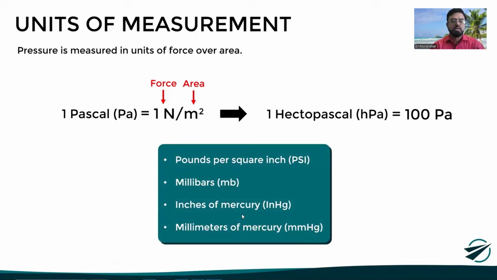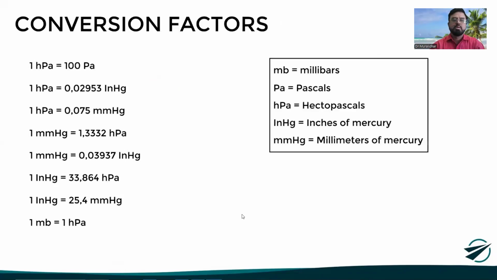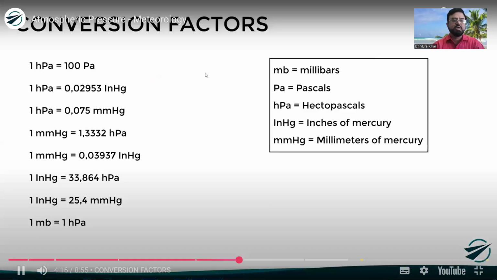Here is a list of the most commonly used conversion factors between these units of pressure. It shows how many pascals a hectopascal is equal to, along with millibars, pascals, and hectopascals. All the conversions from one system to another are given.